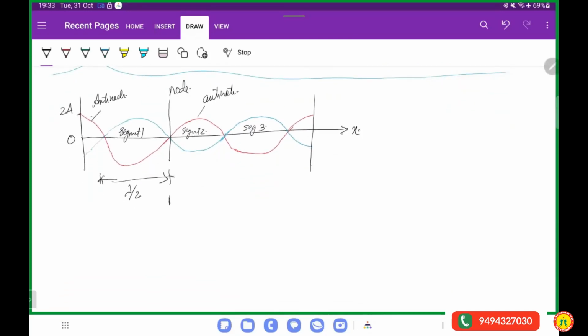So from here to the peak value of this one, it is half of lambda by 2, that is lambda by 4. Peak value of it. Again, half of it. So we can see that the distance between a node and an antinode is lambda by 4.